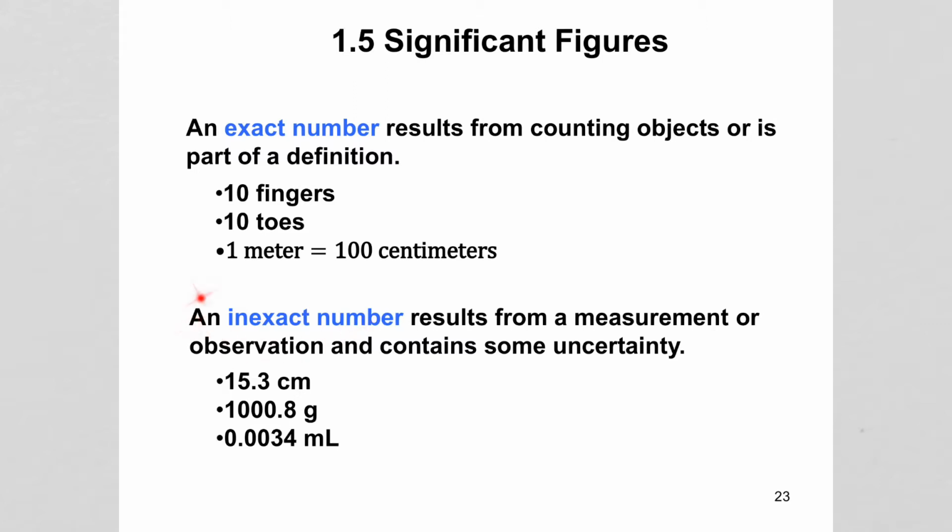The second type of number that we'll see is what we call an inexact number. Inexact numbers come from actual measurements, and they contain uncertainty because of two reasons. The person that is carrying out the observation is not perfect, and neither is the instrument that that person uses. We need to make sure that we report that uncertainty whenever we're carrying out any type of measurement.